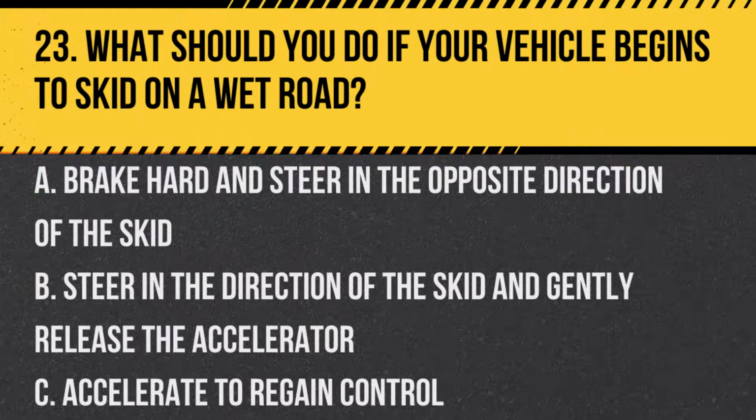Question 23. What should you do if your vehicle begins to skid on a wet road? A. Brake hard and steer in the opposite direction of the skid. B. Steer in the direction of the skid and gently release the accelerator. C. Accelerate to regain control. Answer B. Steer in the direction of the skid and gently release the accelerator. If your vehicle begins to skid, steer in the direction you want to go and gently release the accelerator or brakes to regain control.